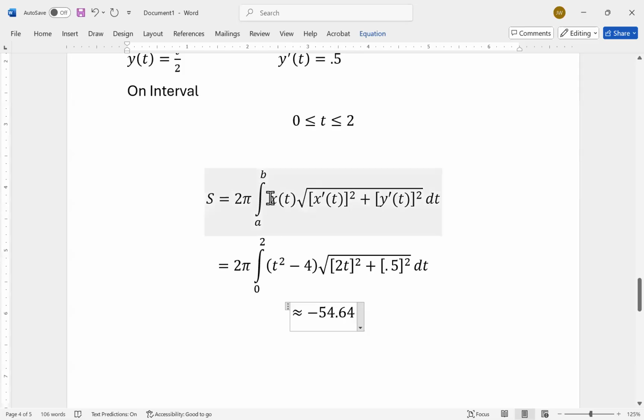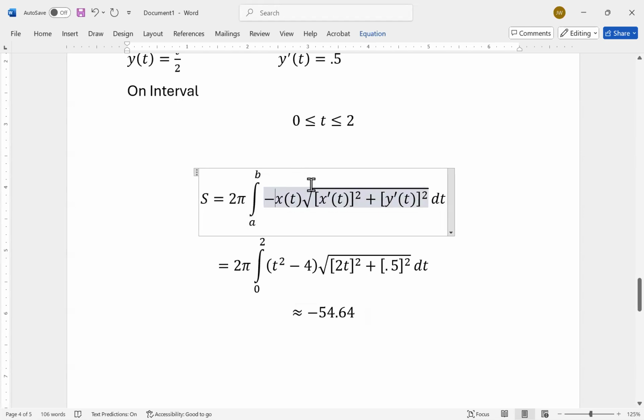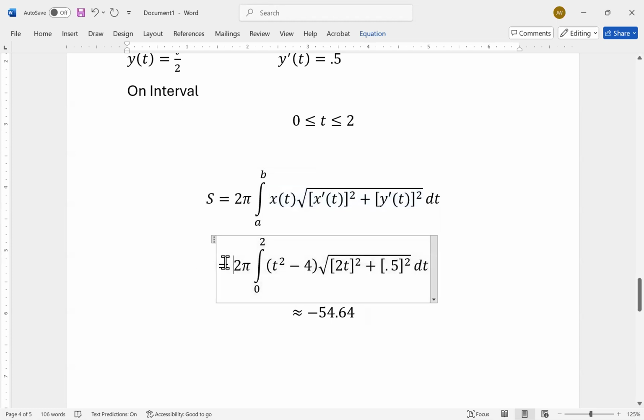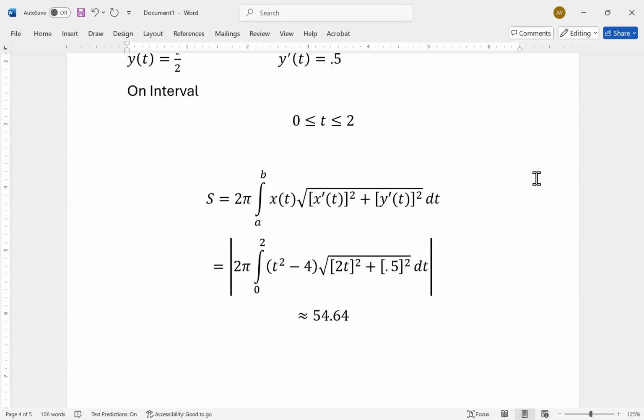If I wanted to combat that with notation, I could just plug in a negative here. But I think instead, I would probably just say, hey, take the absolute value of anything that you get out. And obviously, in this case, it's 54.64 when I take the absolute value. And that gives me my surface area.